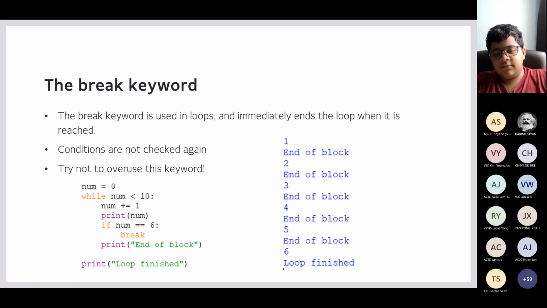So essentially it will run through this print end of block. Then once it gets to num plus equals 1 and num becomes 6 and you print 6, it will just immediately break out. It won't even print this, but it will print this because this is how the control flow works.